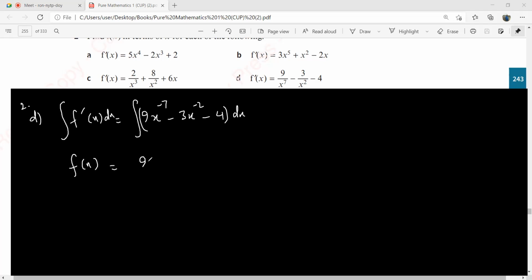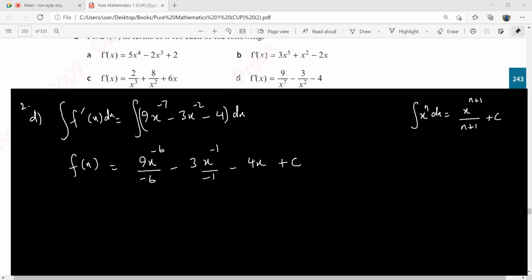And this becomes 9x raised to the power minus 6 over minus 6. Remember, we are adding 1 to the power and dividing by the power that we get after adding 1, because the rule that we're following is that the integral of x raised to the power n is x raised to the power n plus 1 over n plus 1 plus c. This would become minus 3 x raised to the power minus 1 over minus 1, and this minus 4x, and never forget to write this plus c, because you're dealing with indefinite integrals.